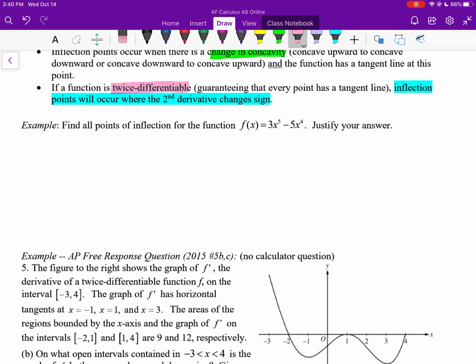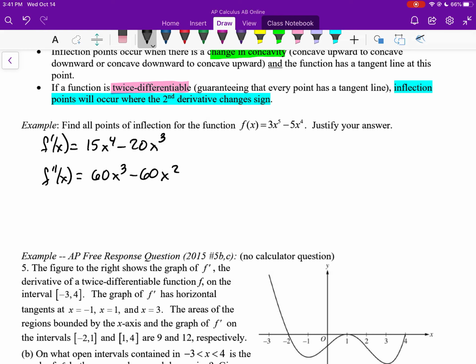They want us to find all the points of inflection for the function f of x, 3x to the fifth minus 5x to the fourth, and they want us to justify our answer. Inflection points occur where the second derivative changes sign, so we have to go and find our second derivative. f prime of x is going to equal 15x to the fourth minus 20x cubed. Your f double prime of x is going to equal 60x cubed minus 60x squared. We would like to find out when this changes sign. It's not about when it's equal to 0, it's when it changes sign.